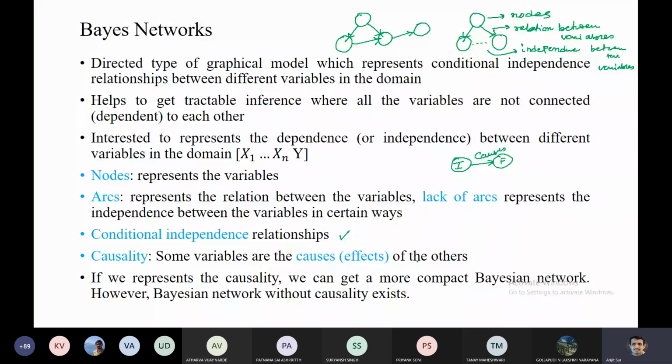If we represent the causality, we can get a more compact Bayesian network. However, a Bayesian network can exist without causality. It may not have this cause-effect relationship, but the causal relationship is the kind of relationship that makes the Bayesian network more compact. This description is a very overall description. When we see the actual example, you will understand it very clearly.